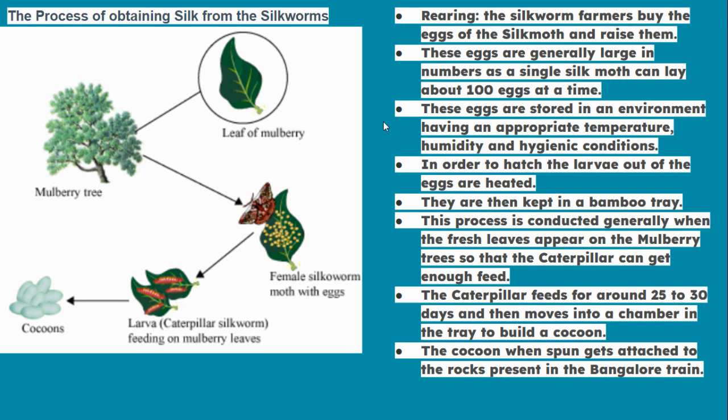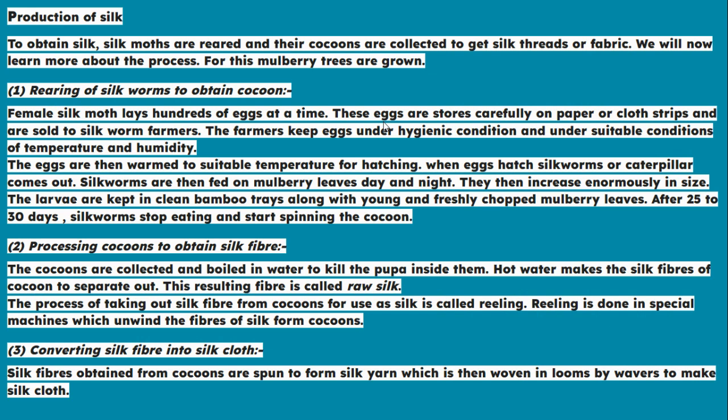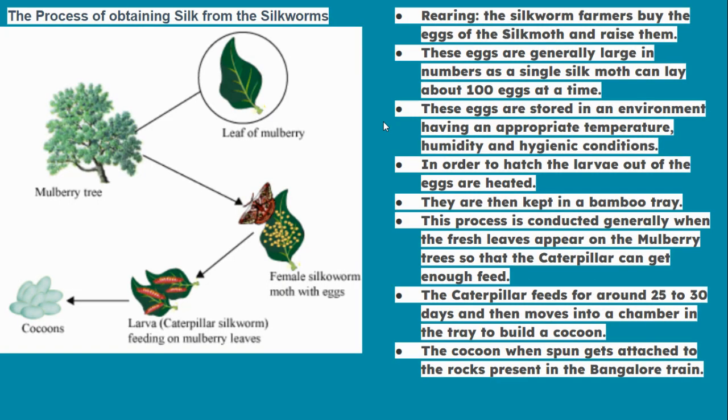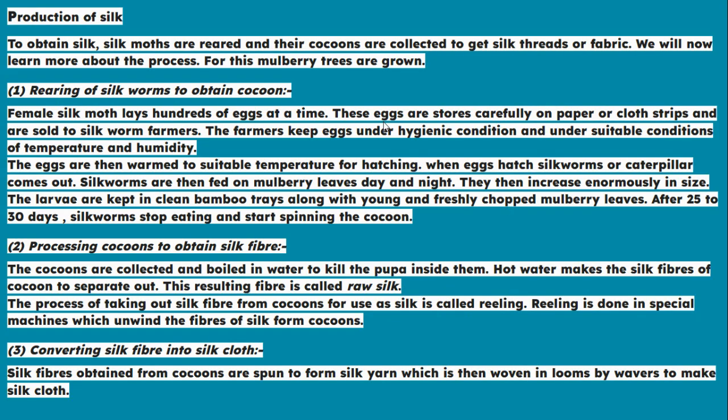This process is conducted generally when the fresh leaves appear on the mulberry trees so that the caterpillar can get enough feed. The caterpillar feeds for around 25 to 30 days and then moves into a chamber in the tray to build a cocoon. The cocoon, when spun, gets attached to the twigs present in the bamboo tray. Okay, now production of silk. This we have read here.